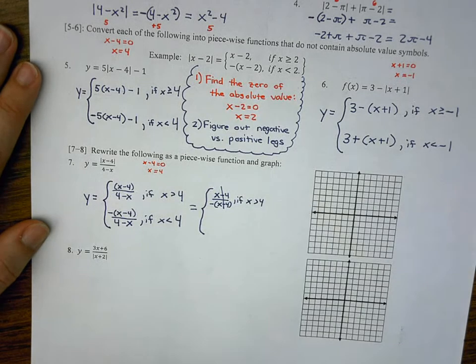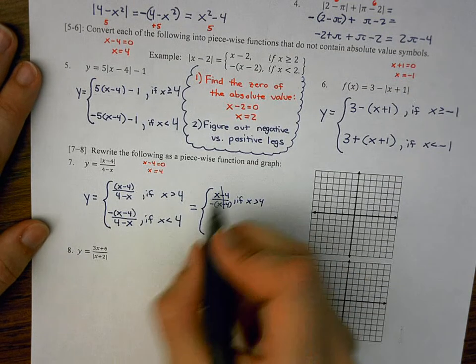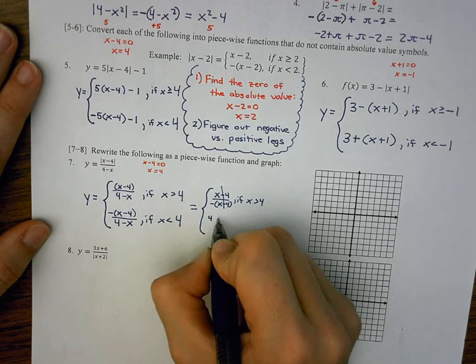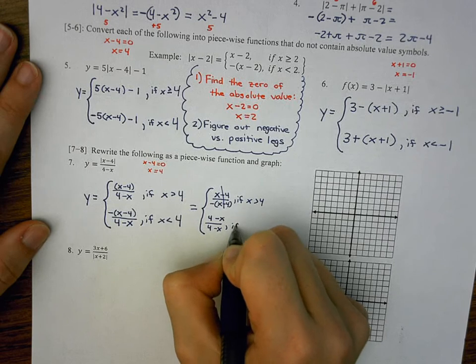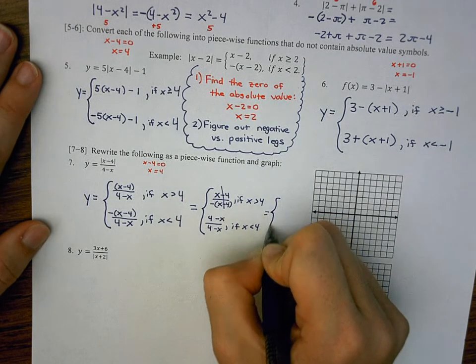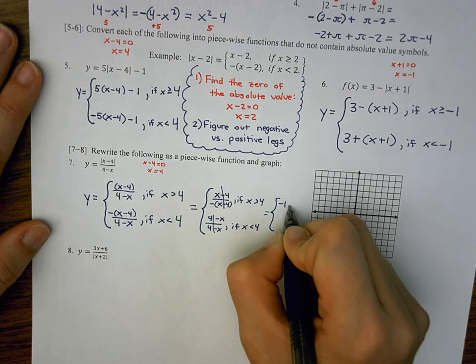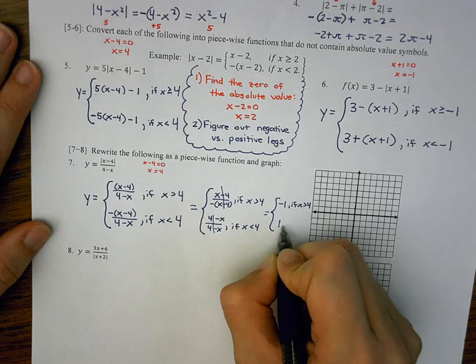And actually, for this one, let's distribute that negative in, right? Negative times the negative 4 is 4. Negative times the x is negative x. Those are going to simplify as well, leaving me with, up here, negative 1 if x is greater than 4, and 1 if x is less than 4.